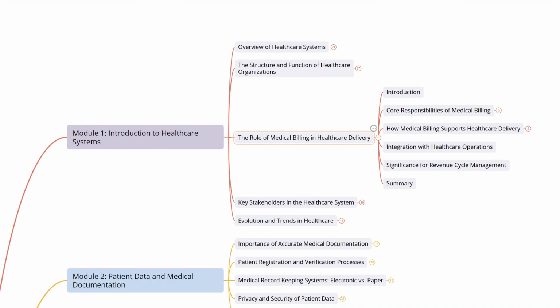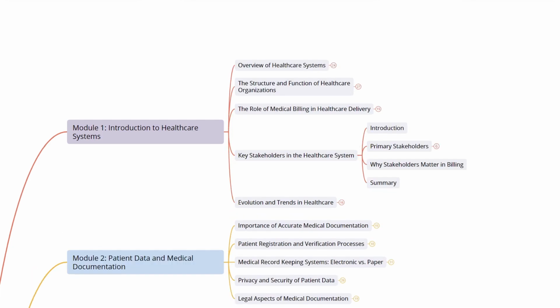Next, the role of medical billing in healthcare delivery. Medical billing acts as the financial backbone that sustains healthcare operations. Its primary function is ensuring that healthcare providers are reimbursed accurately and promptly for their services. Proper billing guarantees not only financial stability but also smooth patient experiences and regulatory compliance.